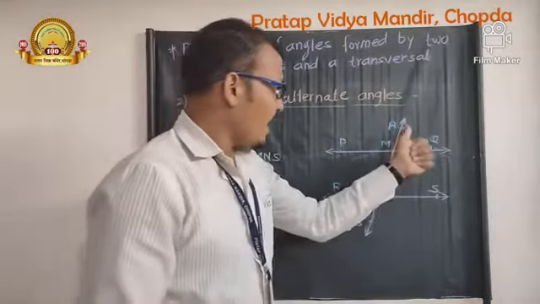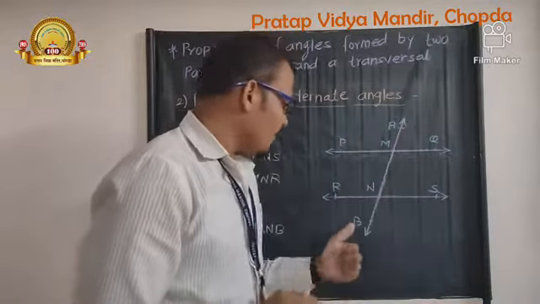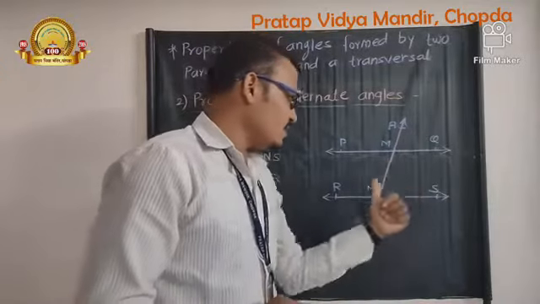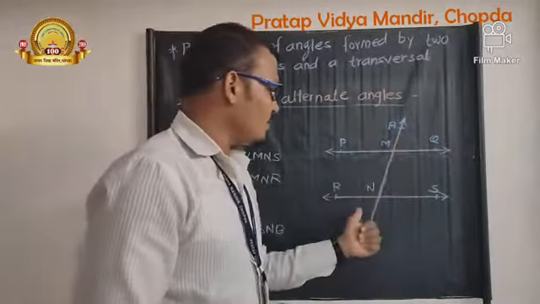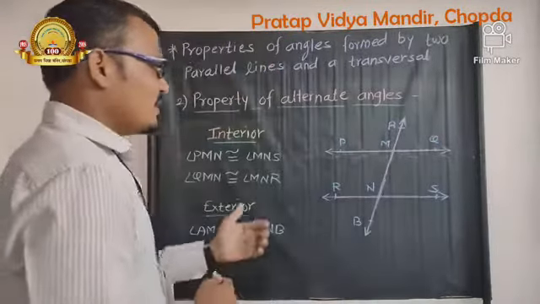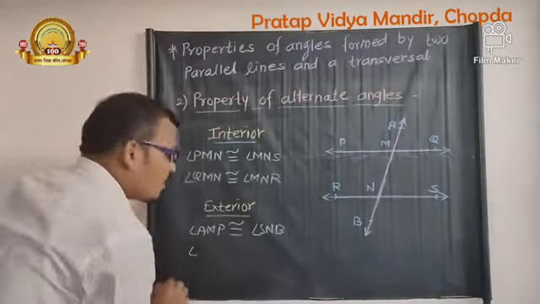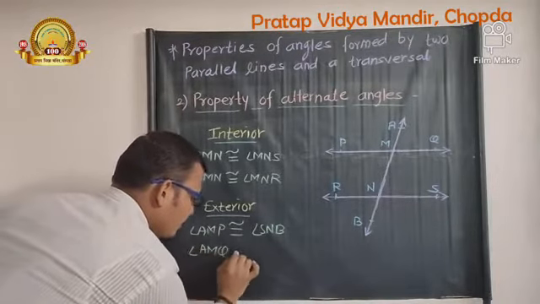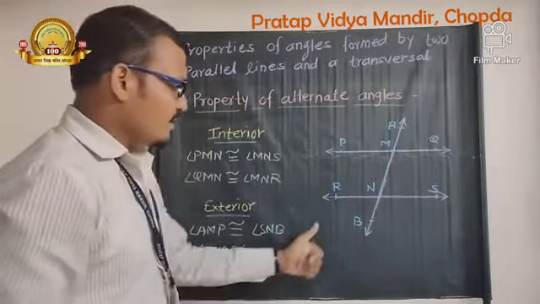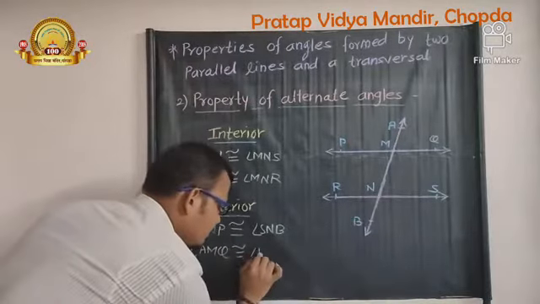Similarly, angle AMQ and angle RNB are also exterior alternate angles, and according to our property, these two alternate angles are also congruent. So angle AMQ is congruent to angle RNB.